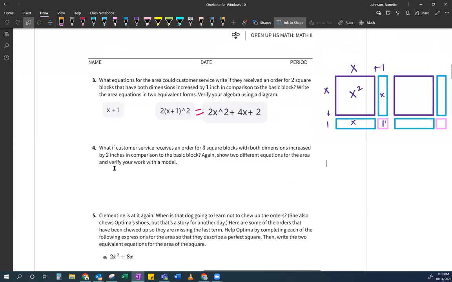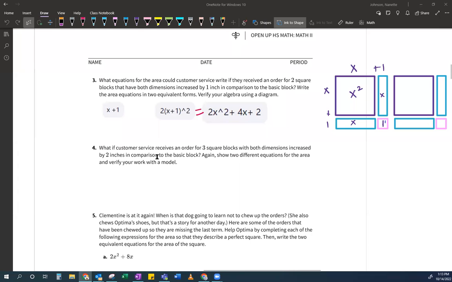Okay, so then it says, what if a customer receives an order for 3 square blocks with both dimensions increased by 2 inches in comparison to the basic block? Again, show 2 different equations for the area. Okay, so this is where I'm going to pause you. I want you to try this one on your own. Notice she wants 3 blocks. So this is 2 blocks right here. So she wants 3 of them. And both dimensions are increased by 2 inches. So I want both areas. Can you do that really quick? I'm going to pause the video, give you guys some time.